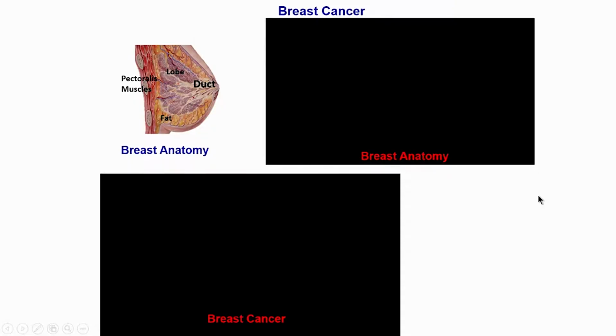So, if you see the slide, the breast anatomy is such that it consists of ducts, right. It consists of lobes, you see lobes, duct, right, and then there are pectoral muscles and then there is fat. Alright. So, duct, lobe, fat and pectoral muscles.